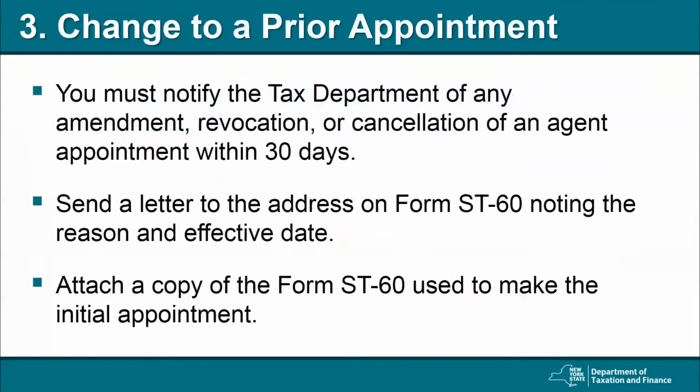Third, the change to a prior appointment. Well, we just want to know if anything changes on a previous appointment that you made. So if there's an amendment or revocation, a cancellation of an agent appointment, please notify us within 30 days. To do this, send a letter to the address on the ST60 that explains the reason for it and the effective date. And it would be helpful to have a copy of the original ST60 that made the appointment.